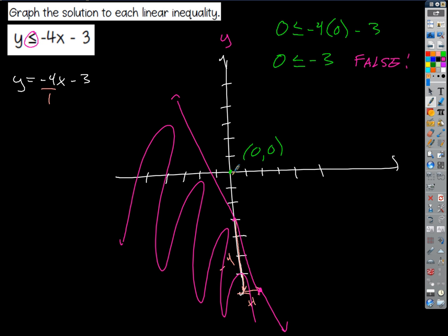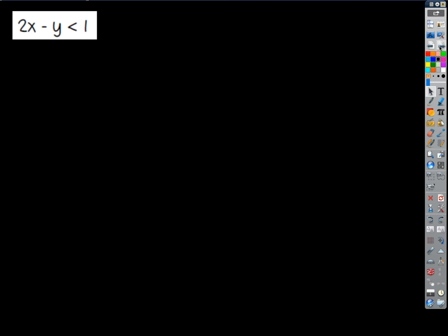You get that? Okay? But once again, if it's in slope-intercept form, if the y is by itself, we don't even have to do that. We can just say if y is less than mx plus b, I'm shading below. If y is greater than, I'm shading above. Make sense? Okay, let's do one more of these with a line that's not in slope-intercept form.